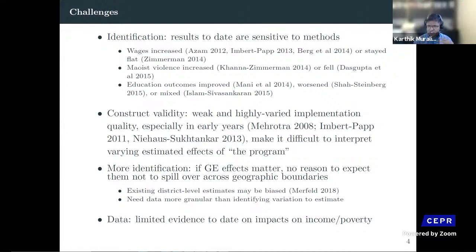And then there are other identification challenges. If a program like this is going to affect labor markets, there's no reason to expect that effects are going to be confined within geographic boundaries. So there is some evidence to suggest that the existing district level estimates may be biased. Murfeld has a paper using REDS data that has the geocoded data, but that sample is quite small. So the problem is you need data that's more granular than the identifying variation. You might vary the program at a district level, but if you're observing outcomes at the district level, then you can't get at spatial spillovers. And then there's this last issue of data, and we'll talk about the data limitations and how that may have some bearing on how we think about what we've learned so far.